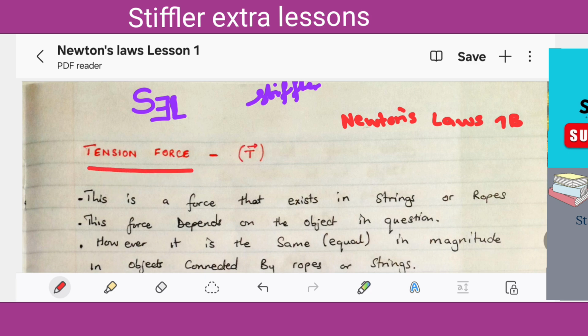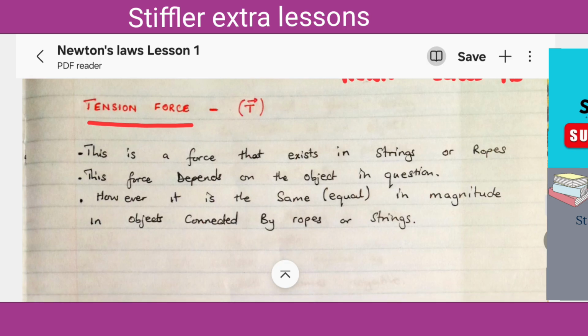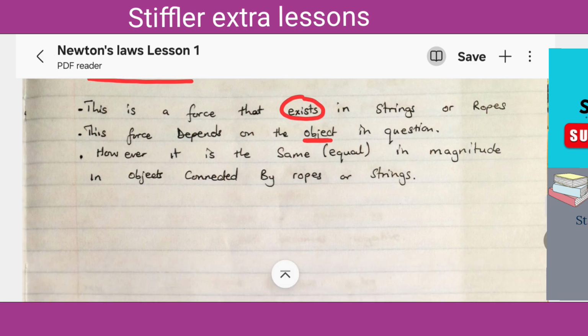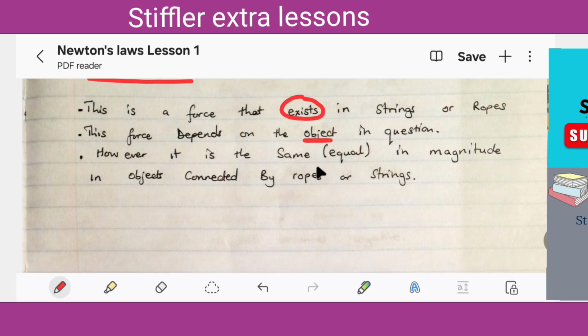What is the tension force? Tension is a force that exists in strings or ropes. This force exists when two objects are pulling each other with a string or a rope. It depends on the object in question, but the tension will be the same in both objects, just opposite in direction. The direction is the one that will be different.